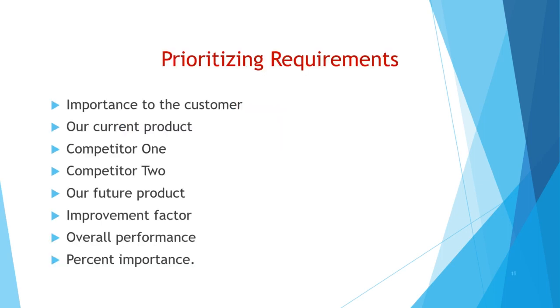So how to prioritize the requirements? During the prioritization, first consider what is important to the customer. Then consider our current product, competitor 1, competitor 2, our future product, improvement factor, overall performance, and percent.